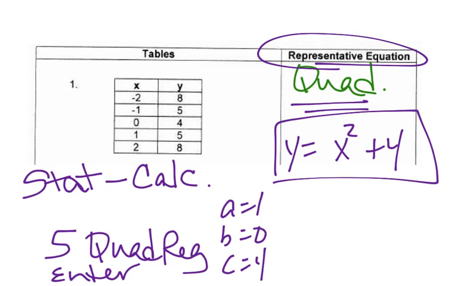Don't forget that if it had looked like a straight line, it would have been linear, and you would have done stat calc 4 instead of 5. If you have questions, come see me during speed. This was Parabolems Galore.